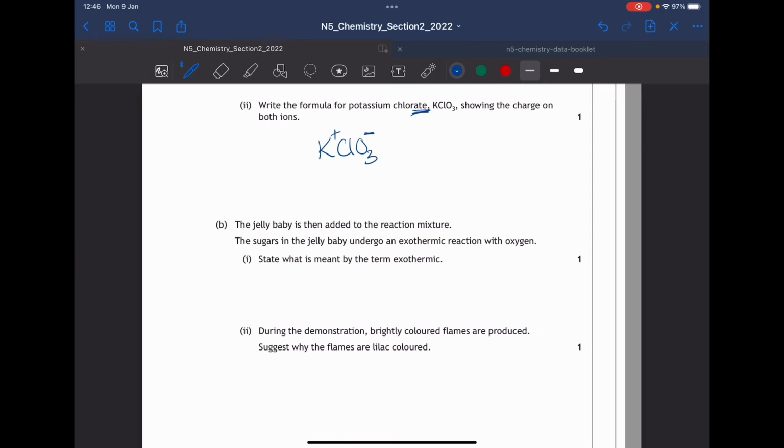So part B, the jelly baby is then added to the reaction mixture. The sugars in the jelly baby undergo an exothermic reaction with oxygen. State what's meant by the term exothermic. So that's a reaction that releases heat energy. Again, another definition you need to know. The opposite of exothermic is endothermic, which is one that consumes heat energy. You can also put into the surroundings, but it's not really required.